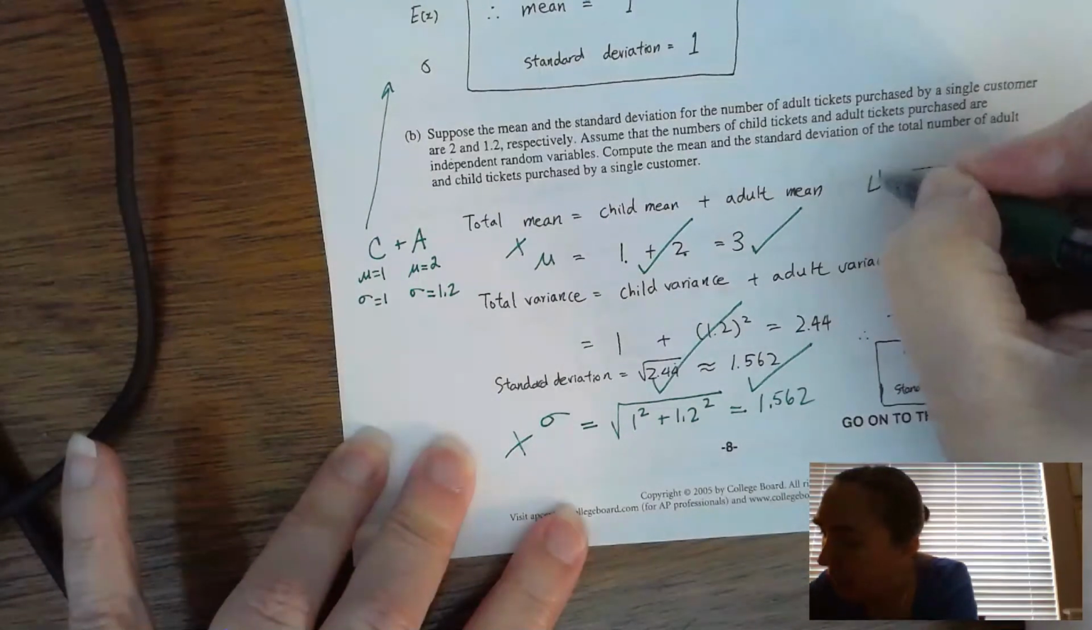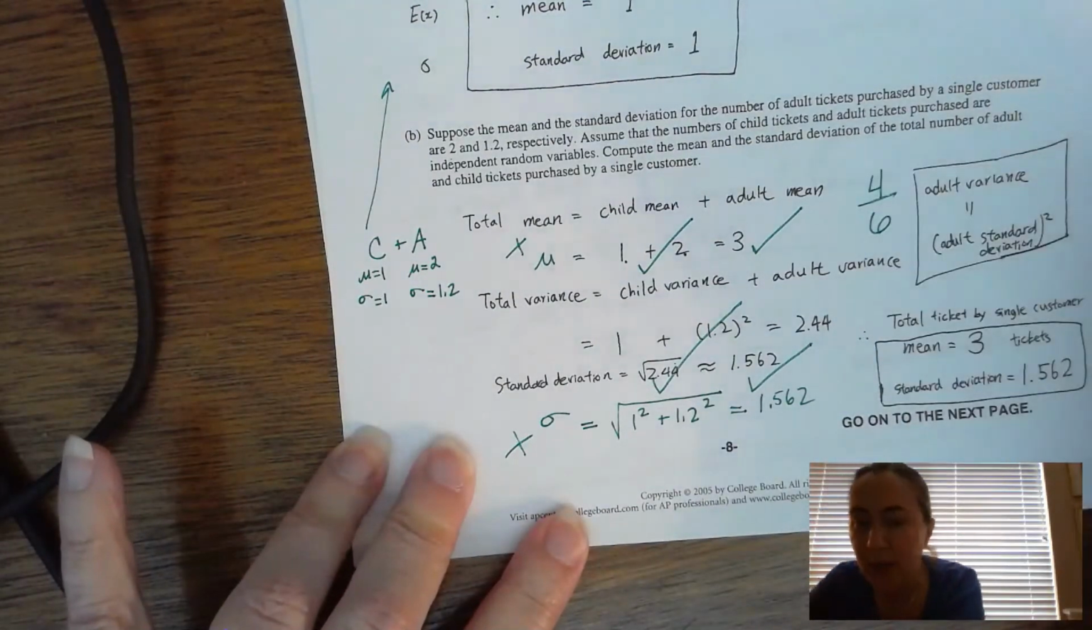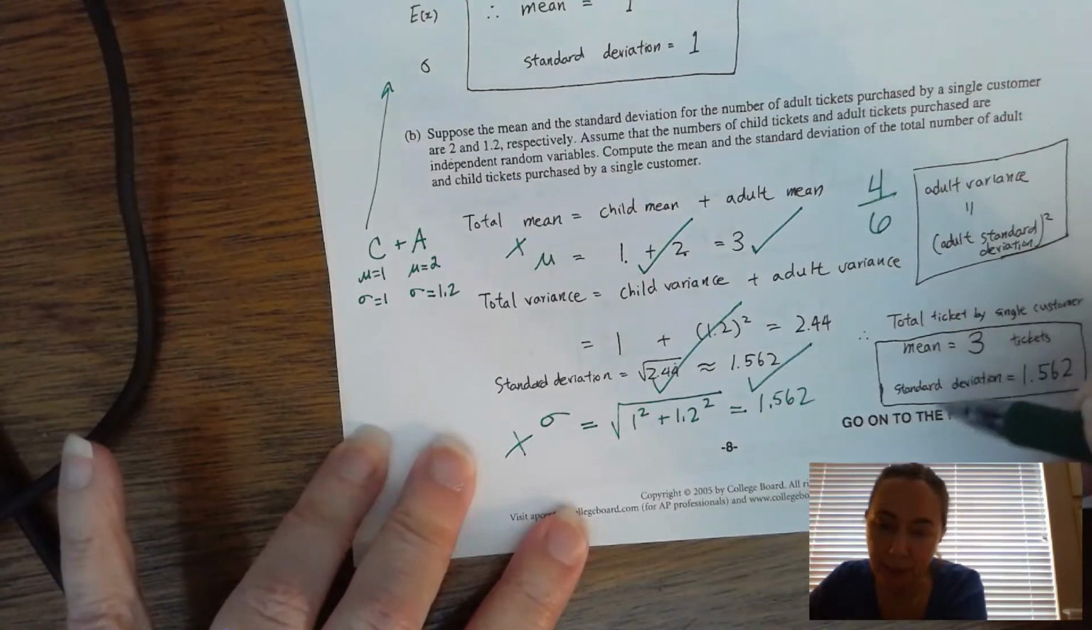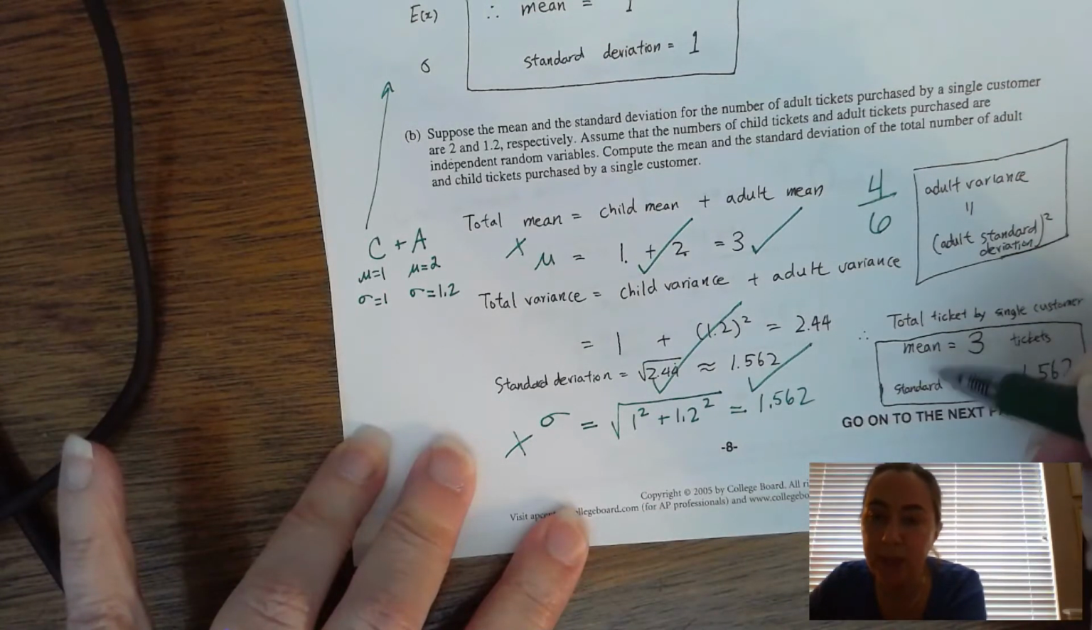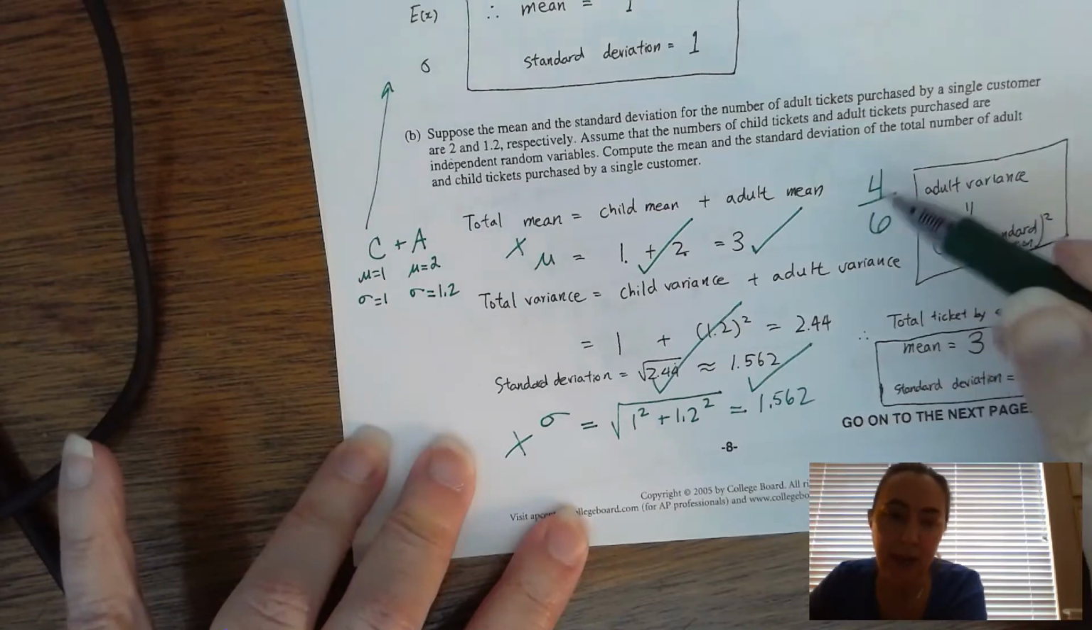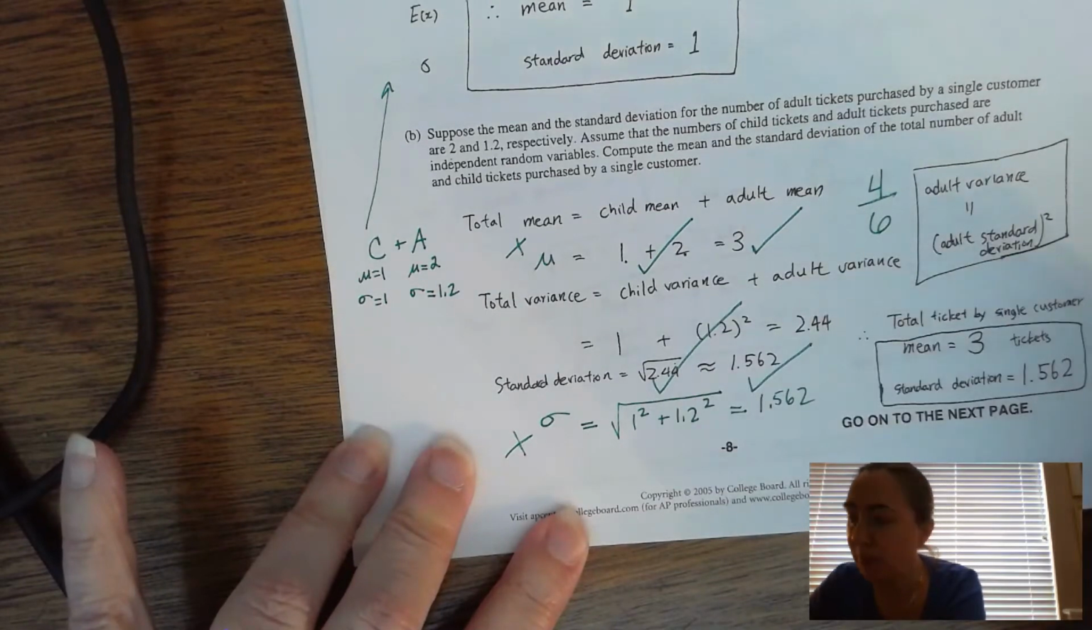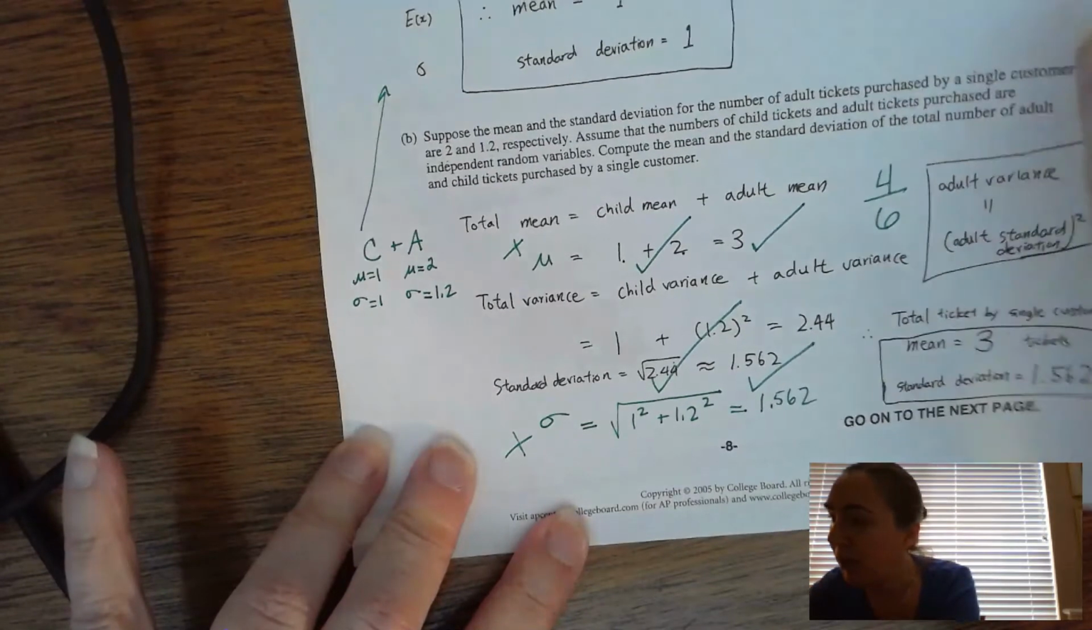My person got 4 out of the 6 just because I require the symbols. On the real AP, they probably give credit for using the words mean and standard deviation, but I make sure that I have the proper symbols going on there. Okay, so there is B.